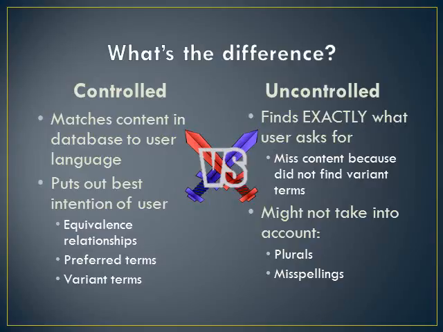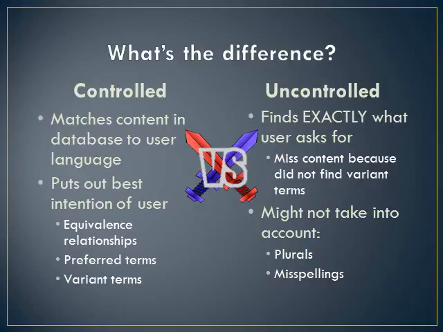The differences between a controlled vocabulary and an uncontrolled vocabulary are as follows. A controlled vocabulary goes beyond what the user uses for search terms and works to match this language to content within the database. In essence, controlled vocabularies pull out the best intention of what the user is looking for, and by utilizing equivalence relationships and by setting preferred as well as variant terms, the user will have a wider set of results available to them, without needing to have an exhaustive knowledge of the search terms on a particular topic.